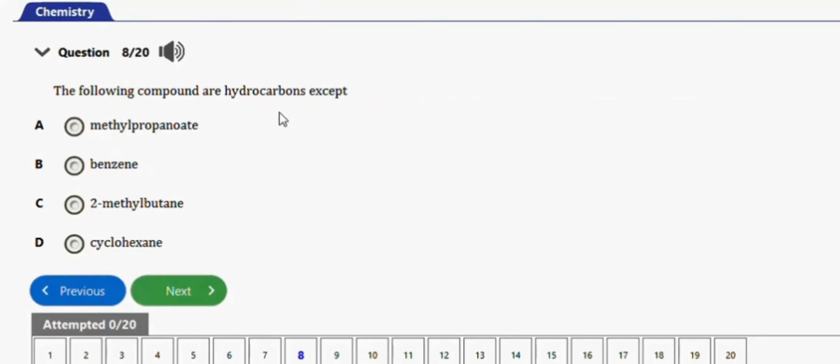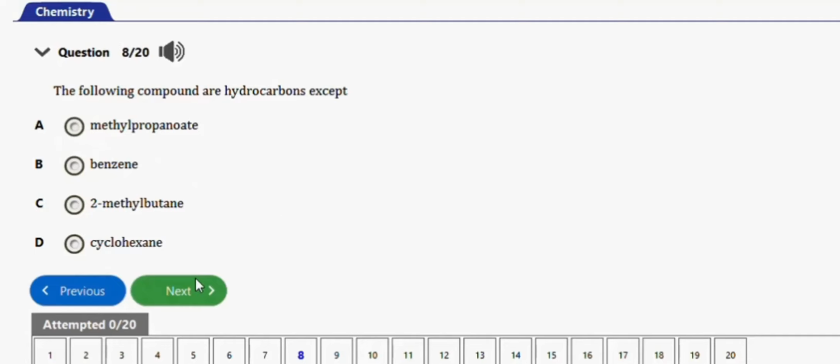It says, the following compounds are hydrocarbons except, so the one that is an exception here is methylpropanoate, which is an ester. So that's it for hydrocarbons. Hydrocarbons are usually compounds that are made up of carbon and hydrogen, but esters are not only made up of carbon and hydrogen. They have other elements that still make it up. Okay, so it's an exception, this ester here. The right answer is option A.